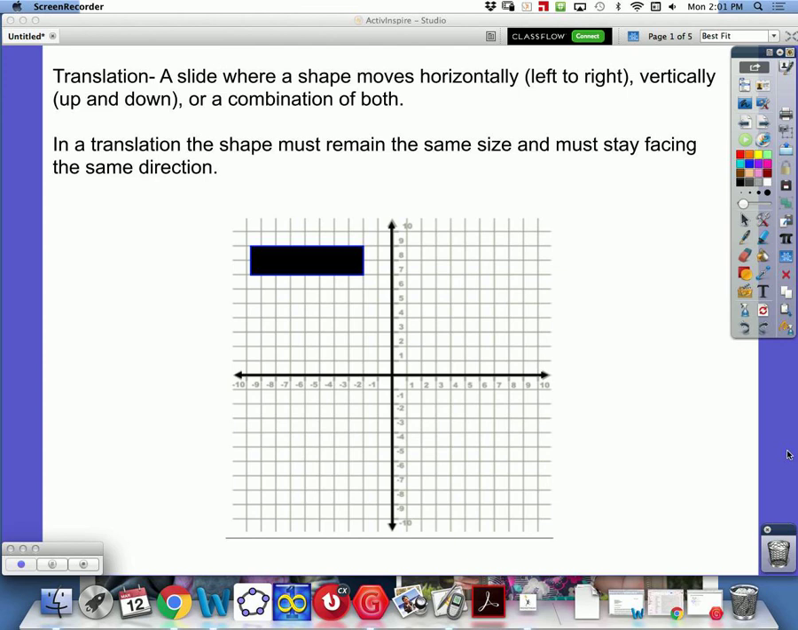Hey everyone, today we're going to talk about translations. A translation is a type of transformation.